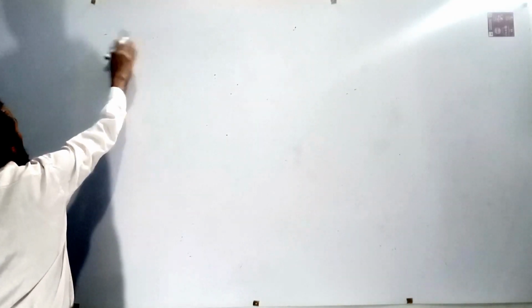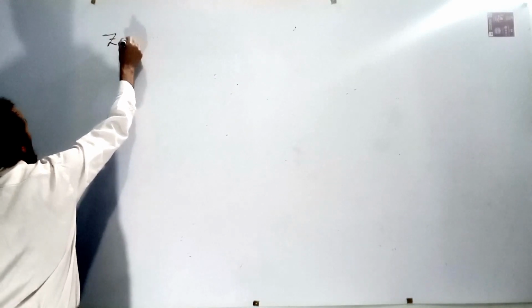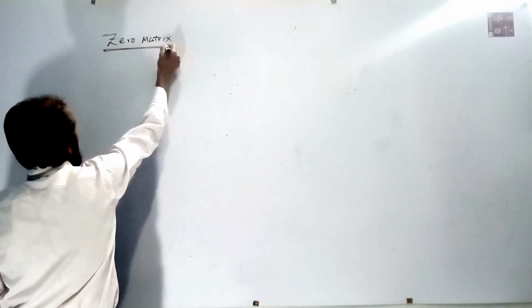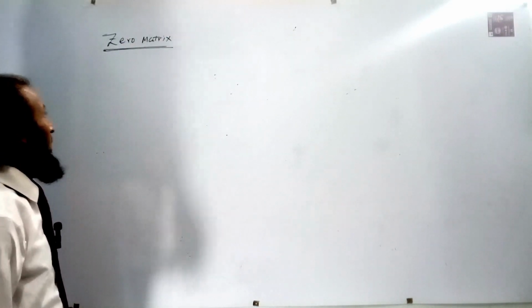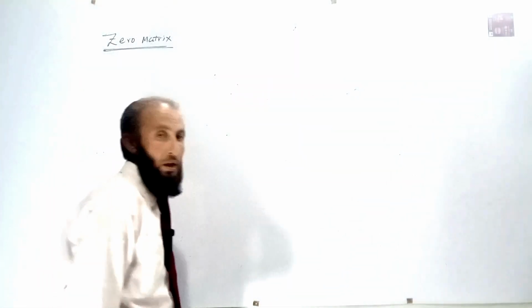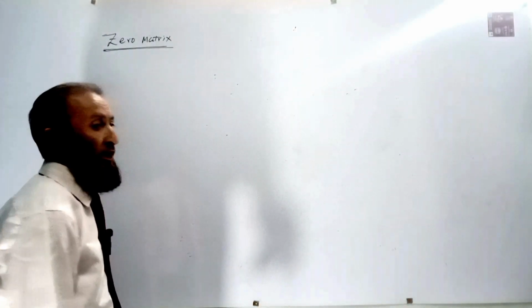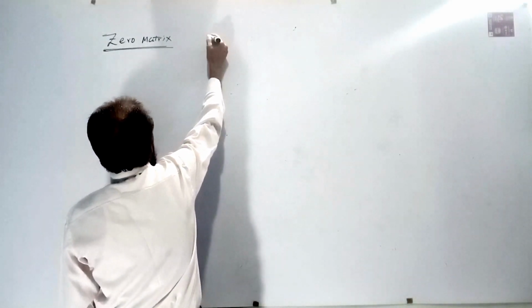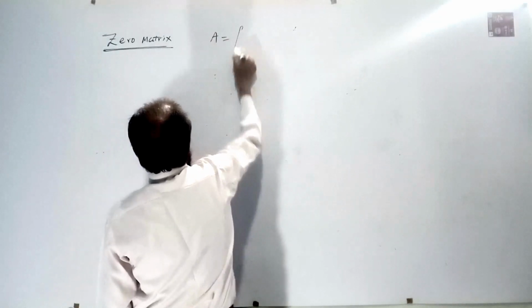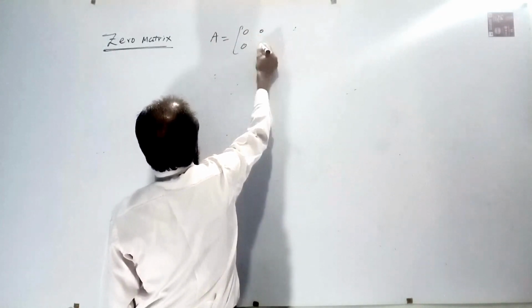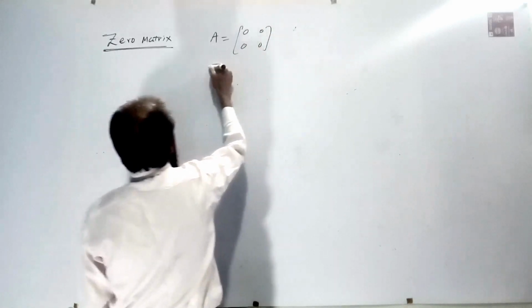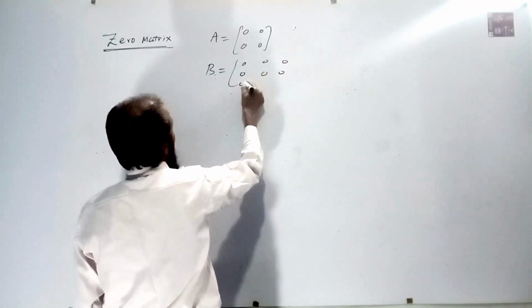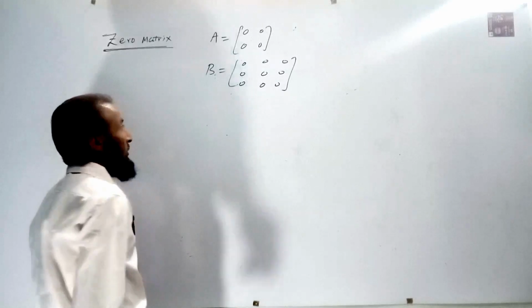Zero matrix. What is a zero matrix? This type of matrix contains each element as zero, which means all entries in this matrix are zero. So this will be called a zero matrix. For example, if A is a matrix, we can write 0, 0, 0, 0. So it means a zero matrix. Similarly, B is equal to 0, 0, 0, 0, 0, 0, 0, 0, 0. So this will be called a zero matrix.